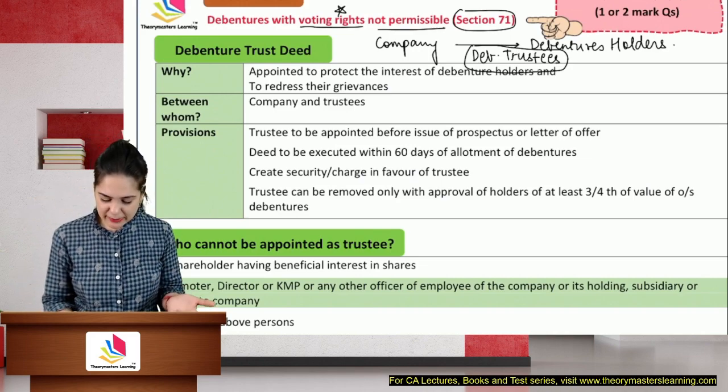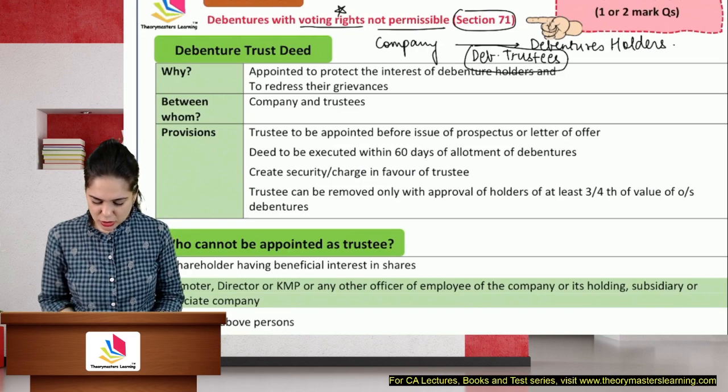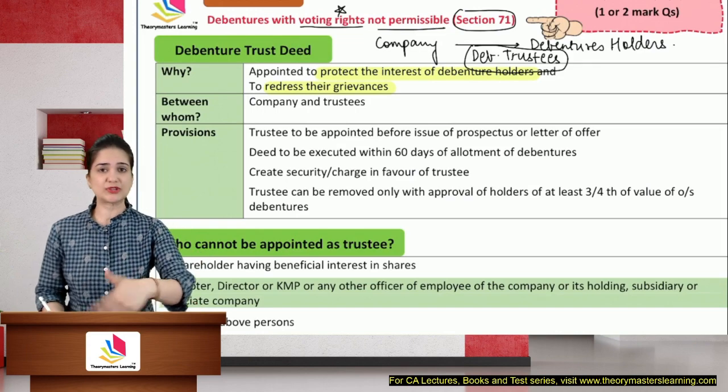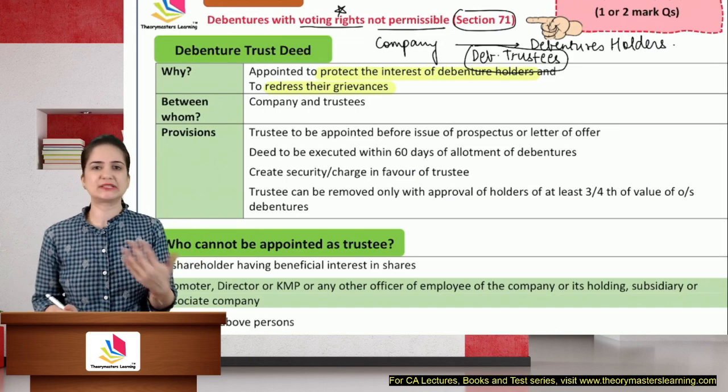So why appoint the debenture trustees? It is to protect the interest of the debenture holders, to redress their grievances, like they are not receiving the certificate on time, they have not received the interest, or redemption is not happening on time. So we'll address their differences.